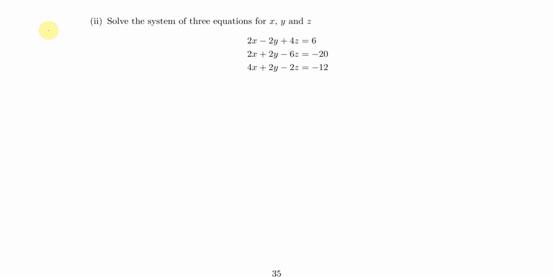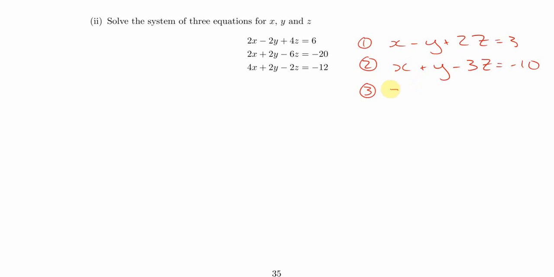factor of 2. So that first line, we divide it all by 2 and we get x minus y plus 2z equals 3. And the same with the second line, we divide it by 2 to give us x plus y minus 3z equals negative 10. And that third line, divide that by 2, we get 2x plus y minus z equals negative 6.